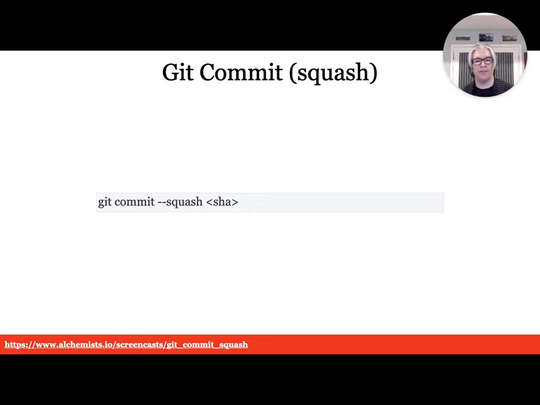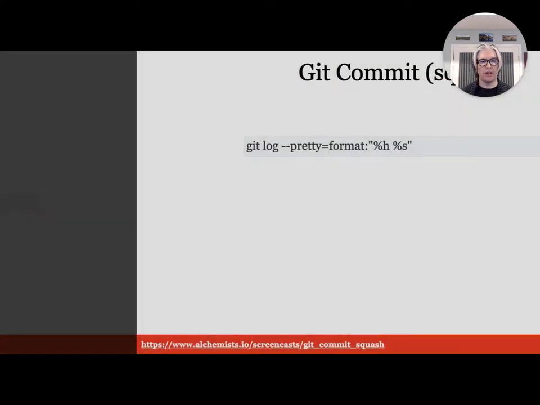So just like fixup, you can also use squash. It works the same way as fixup, except when you do a Git rebase, it's going to halt and allow you to edit your Git commit messages. That's the only difference, but the flow is still the same.